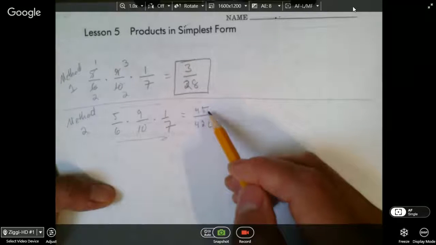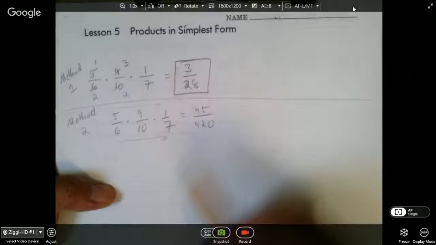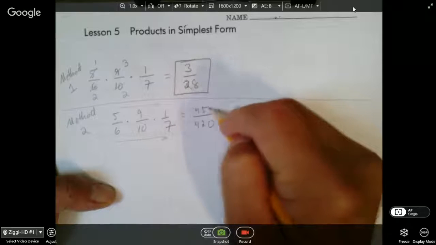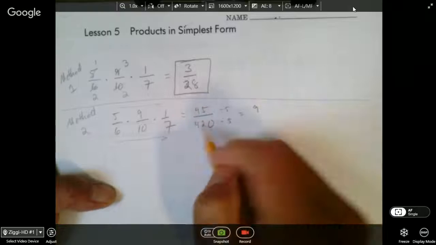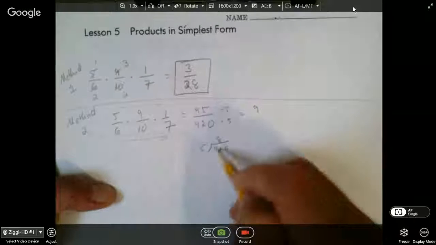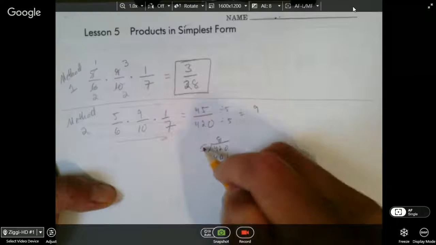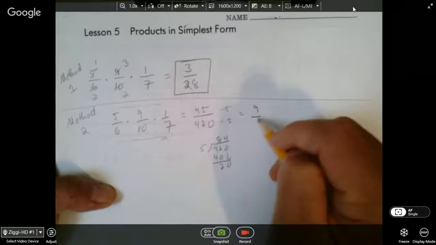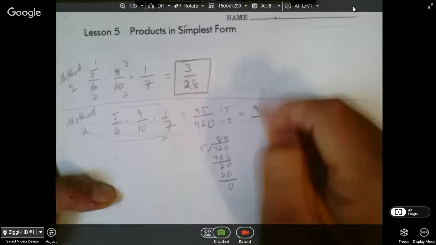So let's go ahead and simplify this. It's kind of hard to come up with a greatest common factor, so let's just divide by 5. If I divide by 5 here, 45 divided by 5 gives me 9. And if I divide 5 into 420, I have an 8, 40 with 2 left over. Bring down the 0. 5 goes into 20 4 times, remainder of 0. So I have 84.